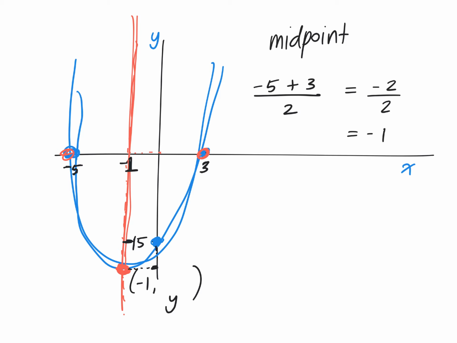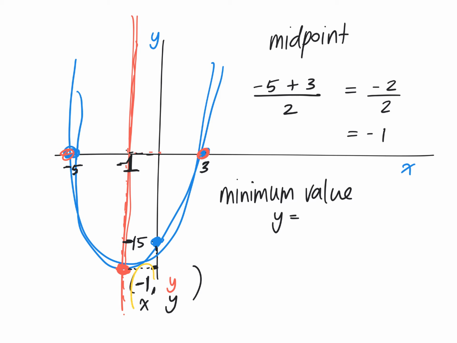Does everyone understand that so far? I need to figure out what this minimum value is. What is the lowest y value? Well, if I know the vertex, which is what we're figuring out, then I know the lowest value. I know the minimum value. So the vertex is located at -1 and something. Well, -1 is the x value. That's the axis of symmetry, right?